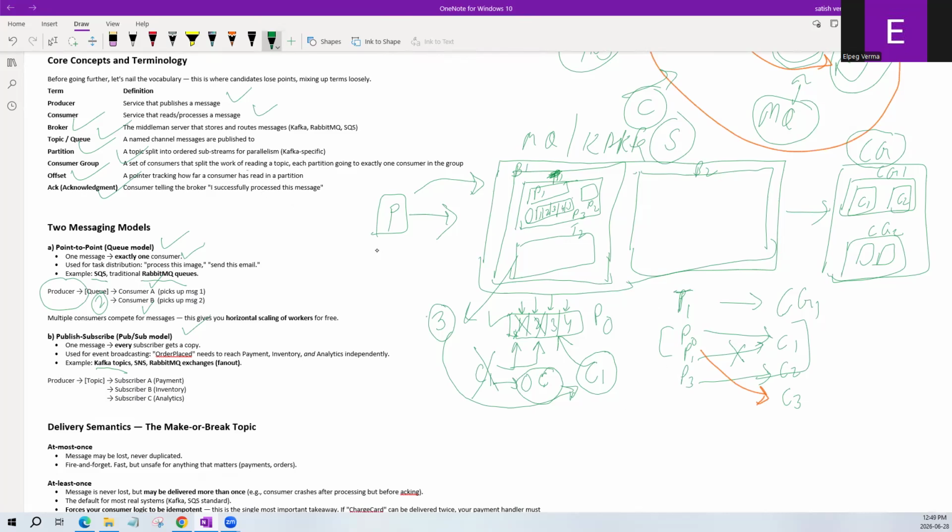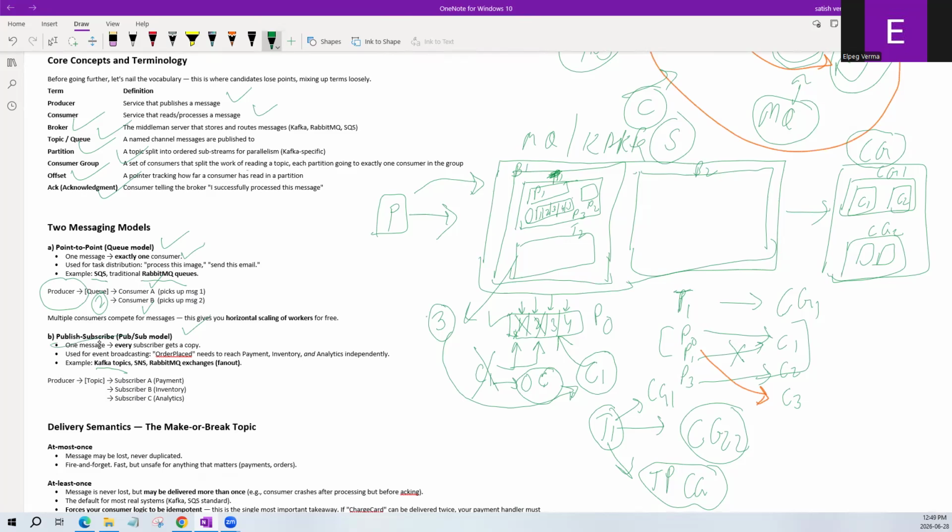Now what does it mean? Exactly one consumer meaning this topic one can be subscribed by CG2 as well, consumer 2 as well. Okay, might be third party consumer groups as well. So what is going to happen? All the messages will go to here, here, and CG1 as well. So that's why it's multiple consumers, not one consumer, right? Multiple consumers. So that's why it is a point-to-point model.